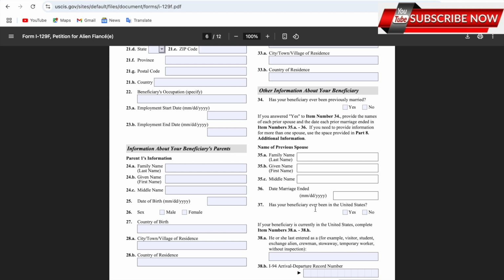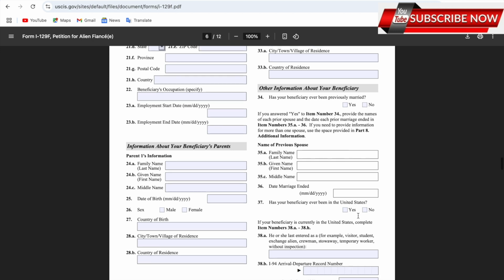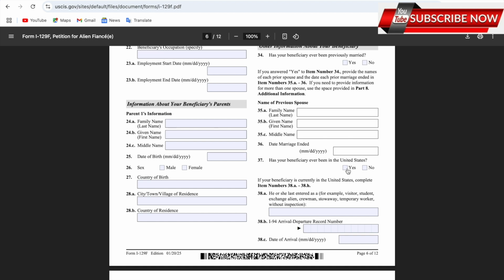37, has your beneficiary ever been in the United States? Have they been in the United States before? If yes, then you have to fill out this form. If yes, how did they get into the United States? How did they come in? Did they come in as a visitor? Did they come in as a student? Did they come in as a temporary worker? However they came into the United States, you state it over here.